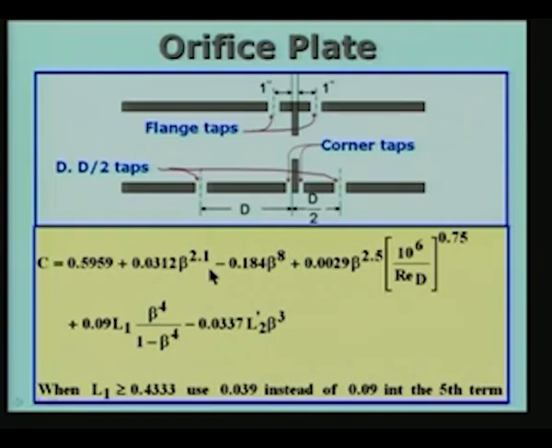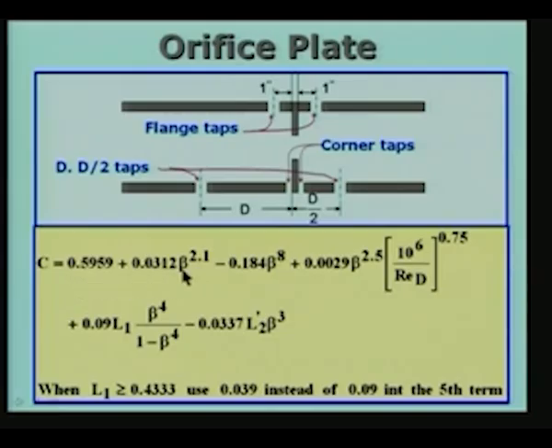The third point which I want to discuss here is, depending on the location of the taps, I will refer to this length as L1 and this length as L2. L1 is the distance from the orifice plate to the upstream tap, and L2 dash is the distance from this face to the other tap, the second tap. The coefficient of discharge has been measured for standard orifices, and it depends on two factors.